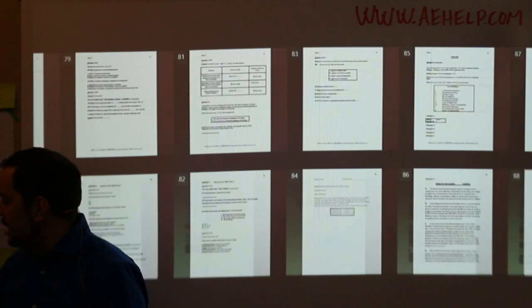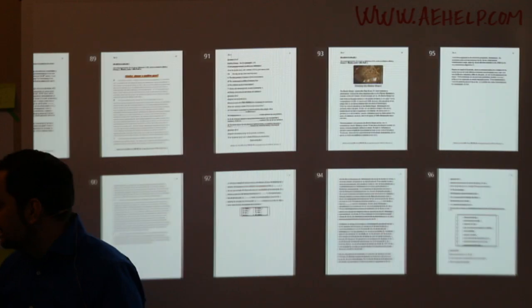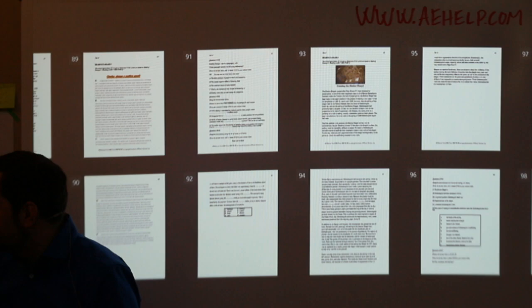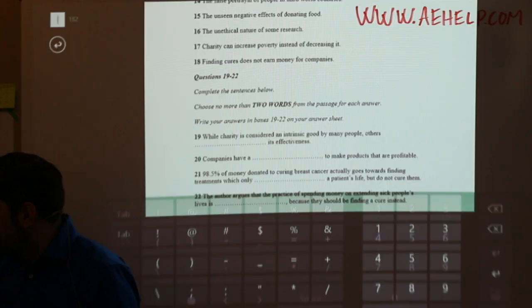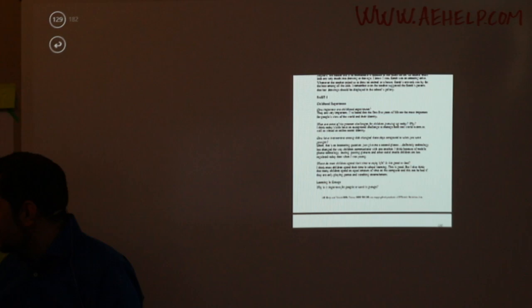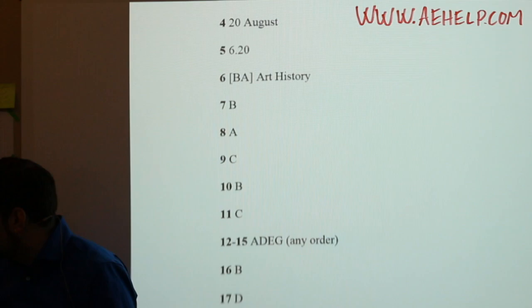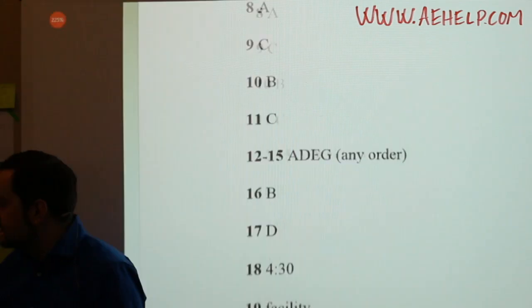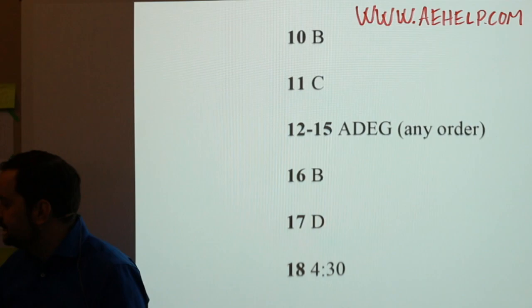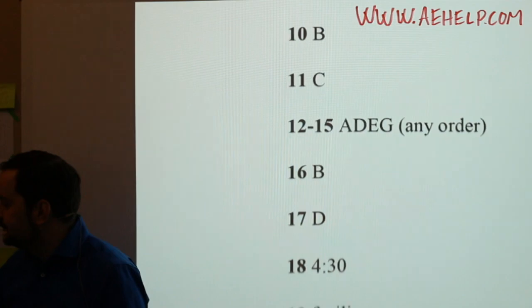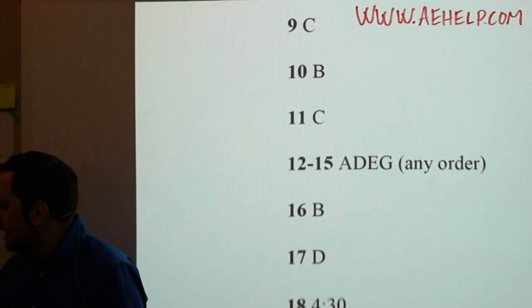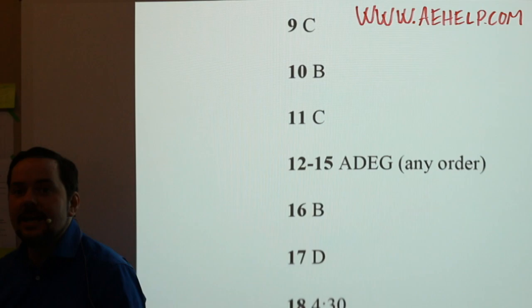Okay, let me just go to the answer key here, and we'll check those answers. I believe the answer key is around page 130. Just give me a second here. I'll find it pretty quick for us. Okay. So here we go. So number 11 is C. 12 to 15 was A, D, E, and G.